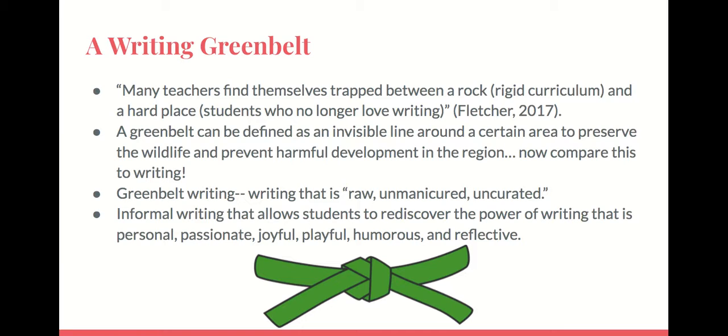The text defined the greenbelt as an invisible line around a certain area to preserve the wildlife and prevent harmful development in a region. Now, read that again, and as you read, I want you to think about that compared to writing.